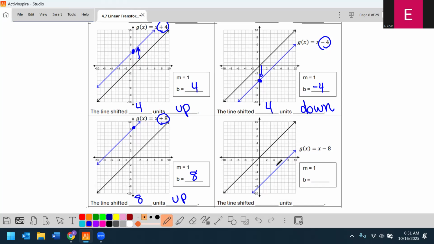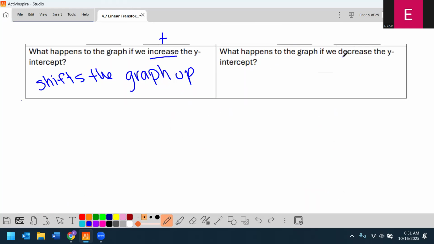Okay, same thing happens here. My parent function is at 0. The new equation has the y-intercept at -8. So the line shifted 8 units down. Okay, so if you notice, all the ones on the right side had negatives, so it was shifting the graph down. So what happens when we decrease the y-intercept? It's going to shift the graph down.